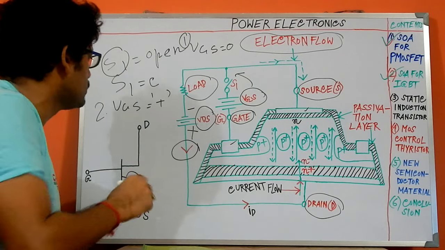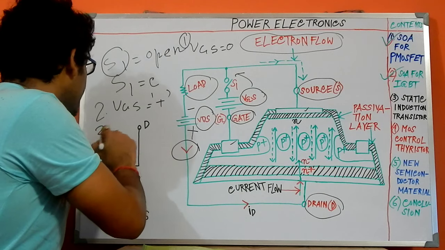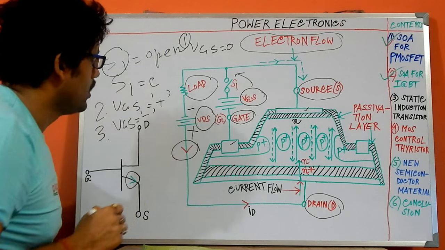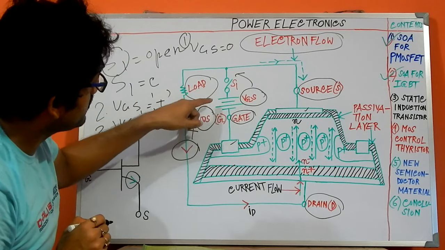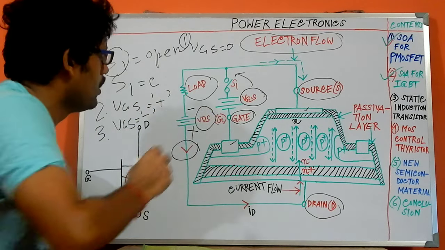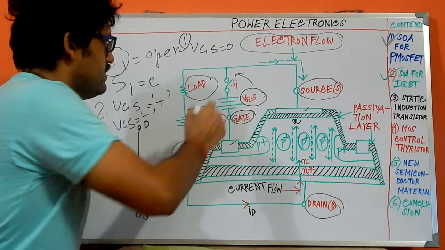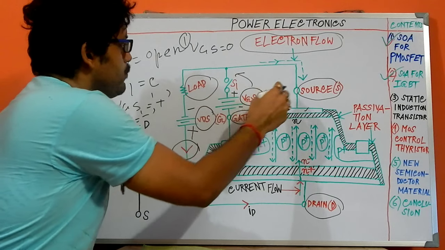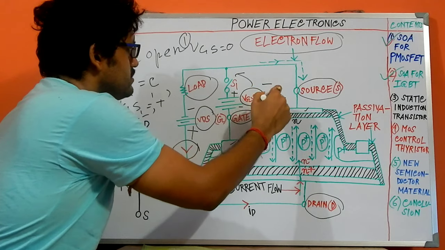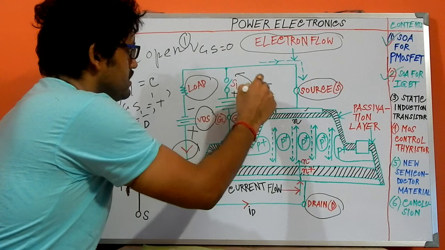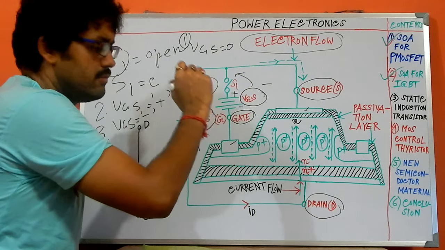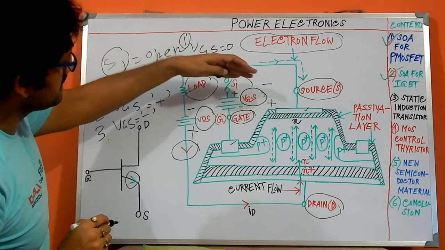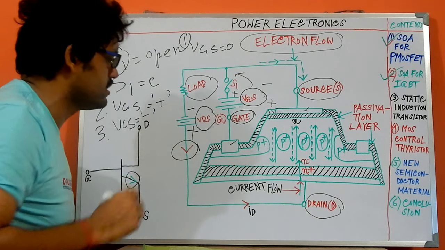But what about when we apply a negative voltage? VGS is equal to a negative voltage. If we reverse the polarity of this VGS terminal, here this is plus and minus, but if we reverse the polarity, then the upper portion is the minus and the lower portion is the plus. So the VGS is reverse biased. So what is that about?